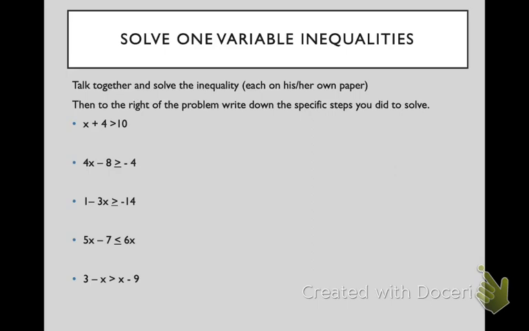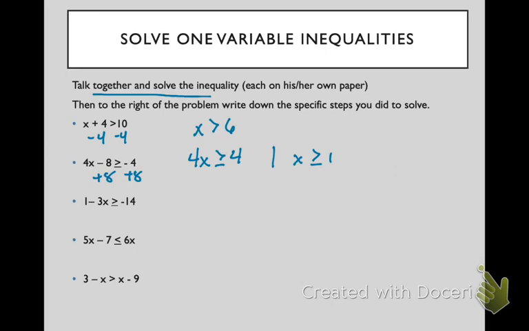We're going to undo that plus 4. So we're going to subtract it from both sides. And then we'll get x can be all the numbers that are greater than 6. With the next one, we have a couple things to do to get the x by itself. We need to add the 8. So we'll get 4x is greater than or equal to 4. And then we need to divide by 4. So x is greater than or equal to 1.